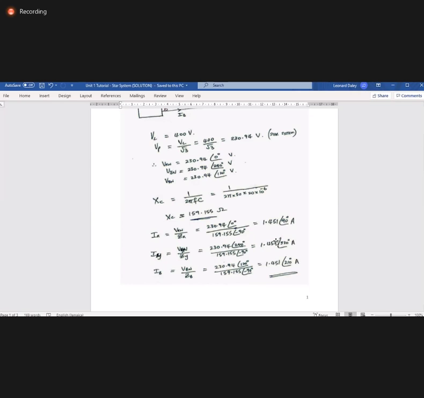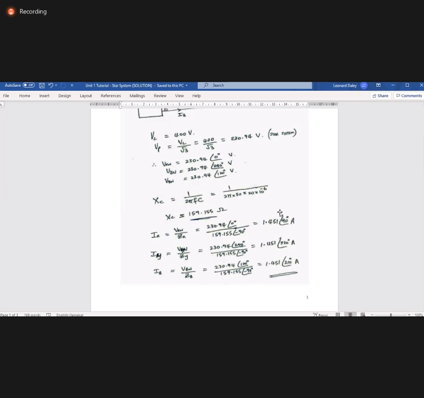So VY is 230.94 at angle 240. We divide that by ZY, and we end up with 1.451 at angle 330. And similarly for IB, you add the 90 to the 120, and you get 210.